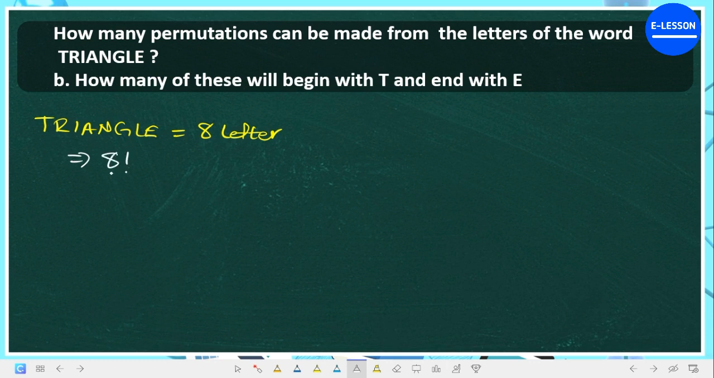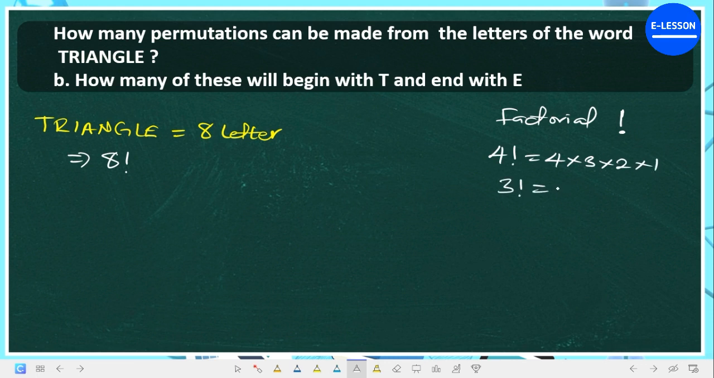Factorial is written with a symbol like this. If I say 4 factorial, I mean 4 times 3 times 2 times 1. If I say 3 factorial, I mean 3 times 2 times 1. So you write it in decreasing order. If I say 5 factorial, this becomes 5 times 4 times 3 times 2 times 1.